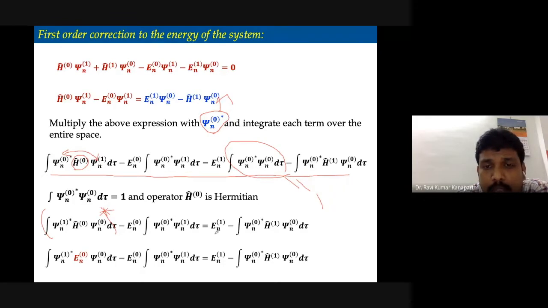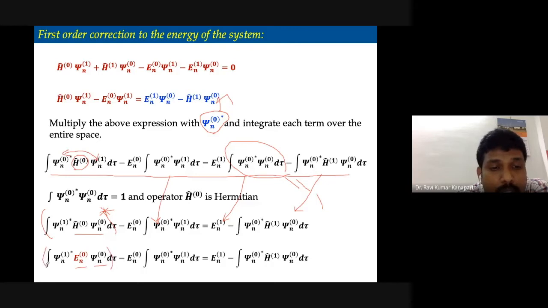That is what is precisely done here. This term will become this, and this quantity I am keeping as such. I am not doing anything. And this term is also unchanged, nothing has happened to it. Now in this expression, the first term you can see is that H0, when it operates upon the unperturbed wave function, gives the eigenvalue and the corresponding eigenfunction back, right?